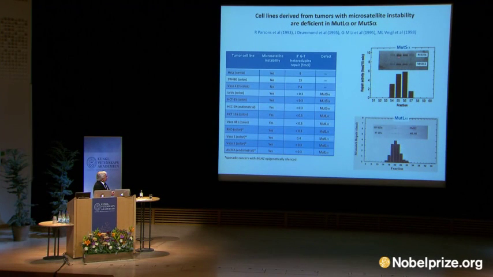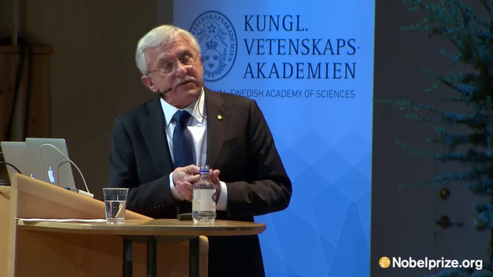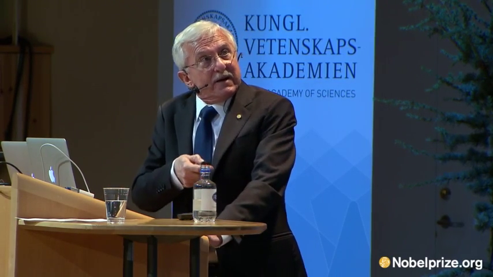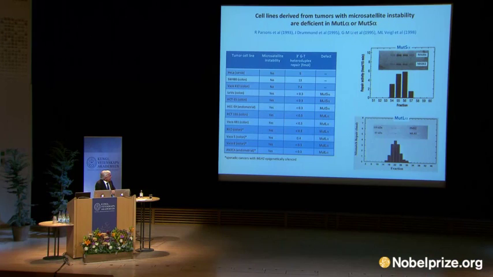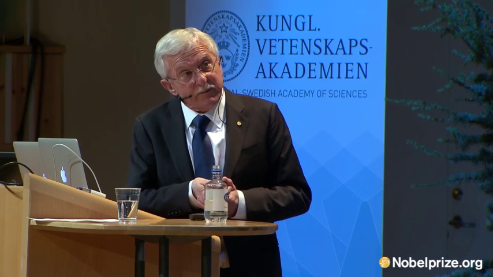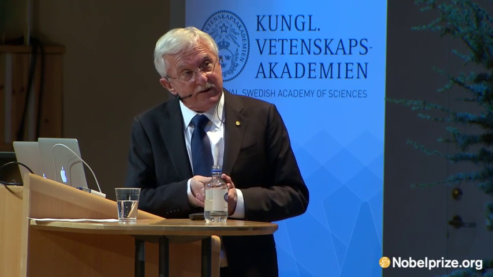Jim Drummond and Goman Lee showed that several of these lines are deficient in a protein we call mut-S alpha, a heterodimer of two mut-S homologs, MSH2 and MSH6, that we now know to be the primary mismatch recognition activity in human cells. And Goman Lee showed that the remaining lines were defective in a protein we call mut-L alpha, a heterodimer of two mut-L homologs, MLH1 and PMS2.